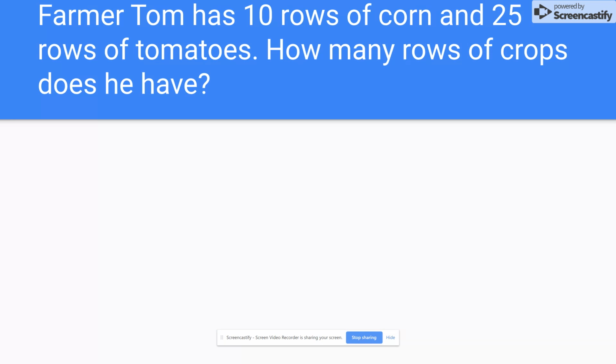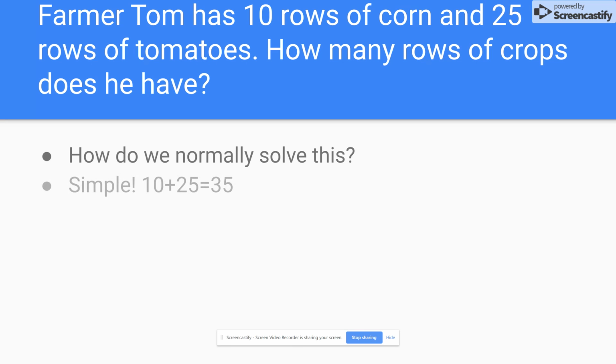So here's my first opening question. Farmer Tom has 10 rows of corn and 25 rows of tomatoes. How many rows of crops does he have? So first I want you guys to think about how would we normally solve this question? It's pretty simple. We would just add the rows of corn and the rows of tomatoes together to get the total amount of rows of crops.